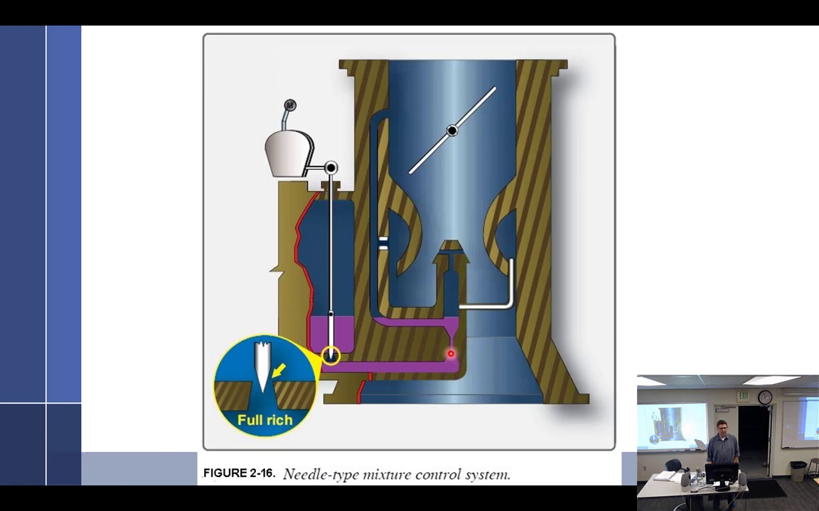But as we go up in altitude, I start to lean out, this needle drops in here. And as it drops, this space is now going to be smaller than the main metering jet. So this does the metering. And as this is doing the metering, it's going to lean out the carburetor.